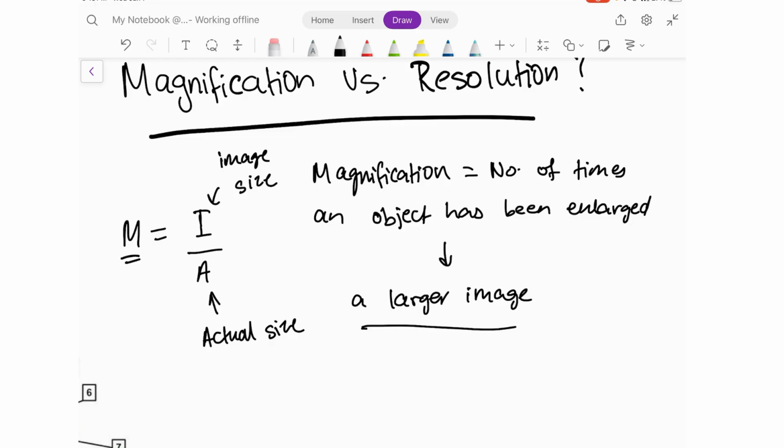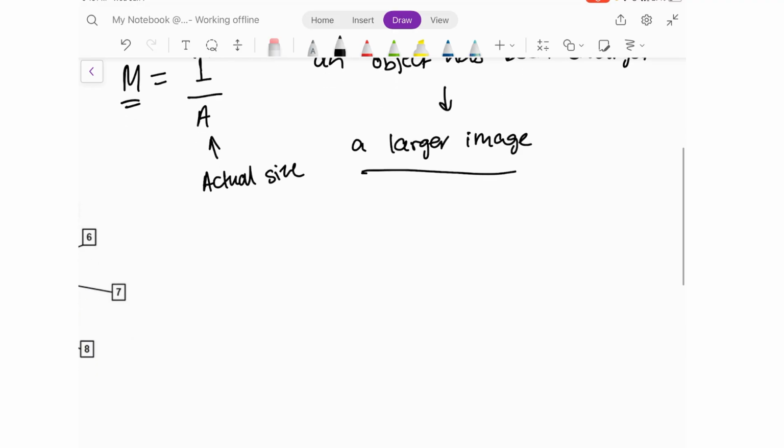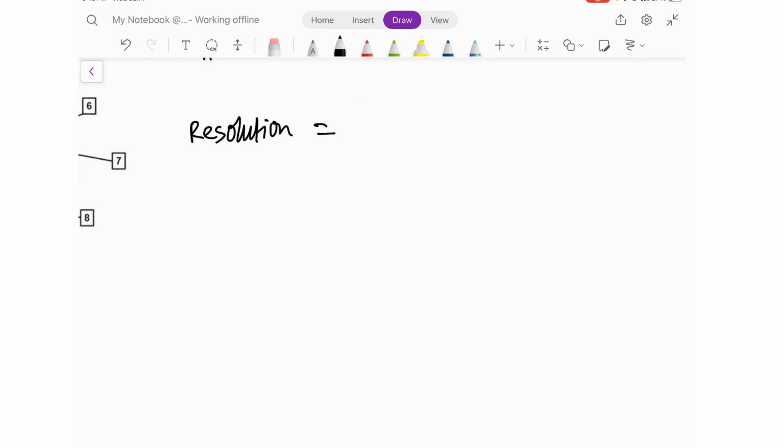Now, the problem is students tend to confuse magnification and resolution with each other. When we're talking about resolution, the first thing that should come to your mind is clarity. So let's imagine that this box is an area or like a boundary, and then you have 2 points in this area.